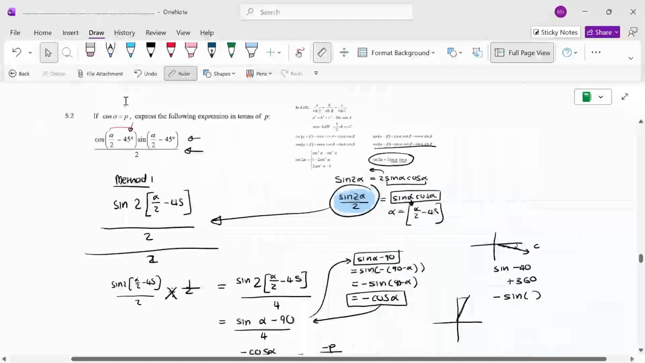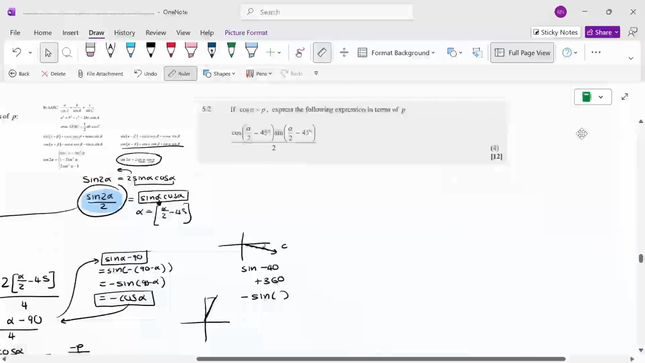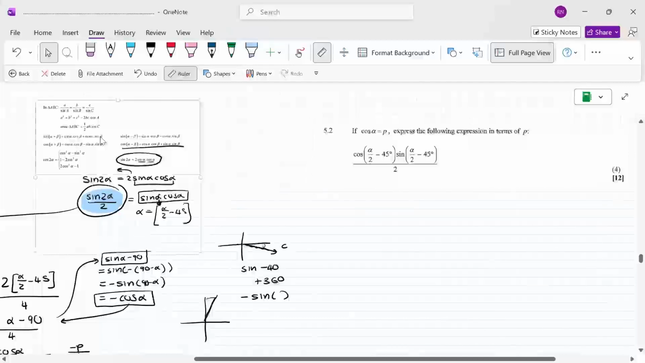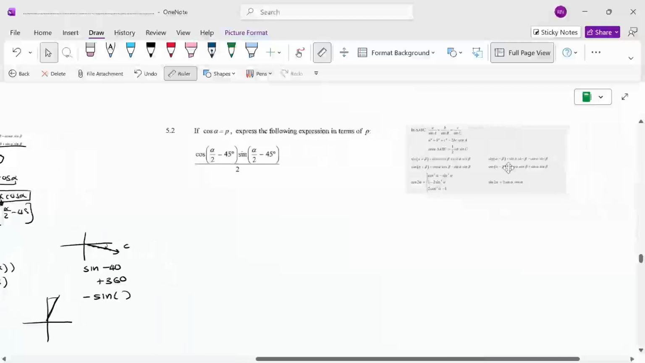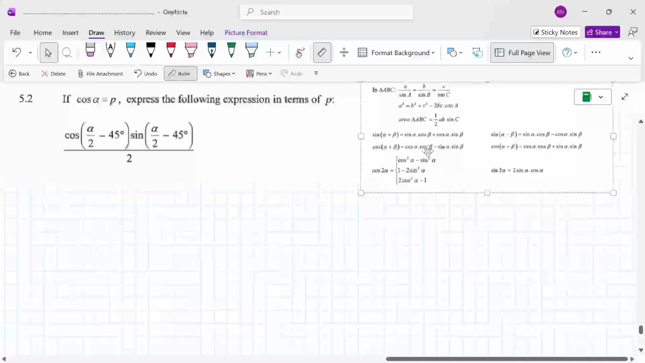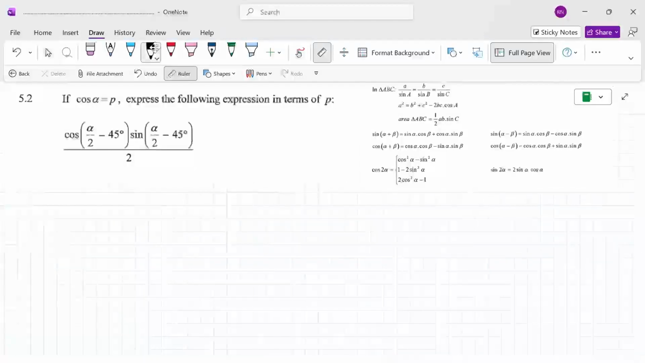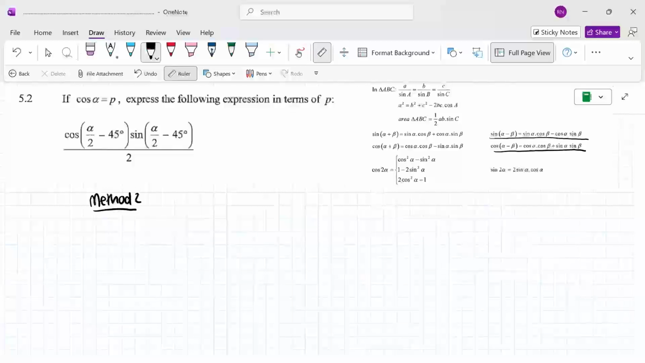Okay, so the other method, which I feel like is a little bit longer, is I'm going to change this cos alpha over 2 and sine alpha over 2 into compound angles. So this one and this one. Right, so let's change that. This is method 2. I'm changing it to be these compound angle formulas.